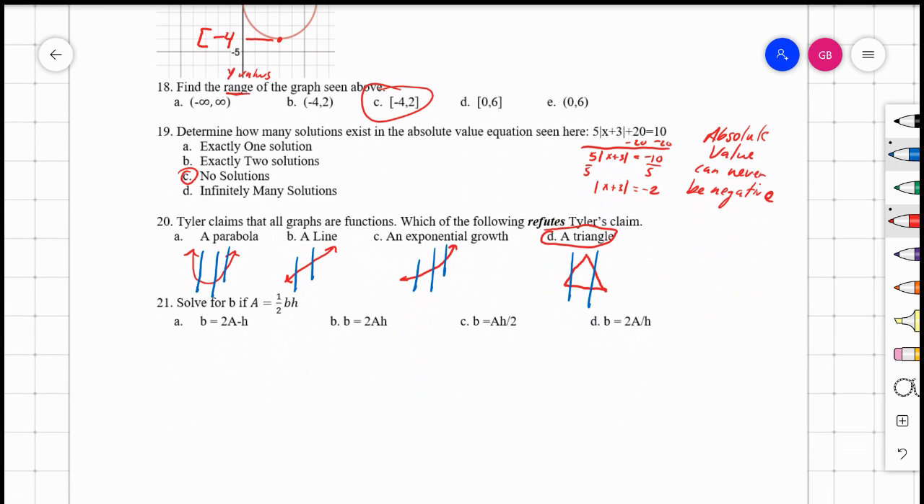And then number 21, we're going to solve for B if A is equal to 1/2 BH. So first we need to get rid of the fraction by multiplying both sides by 2. So those 2's over there go away. So now we have 2A is equal to BH. I'm solving for B, so I want to divide both sides by H. So B is equal to 2A over H. And that's going to be option D.